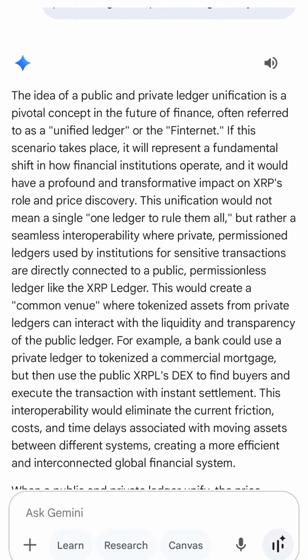For example, a bank could use a private ledger to tokenize a commercial mortgage, but then use the public ledger, the XRPL's DEX, to find buyers and execute the transactions with instant settlement. Oh, wow. This interoperability would eliminate the current friction costs and time delays associated with moving assets between different systems, creating a more efficient and interconnected global financial system.